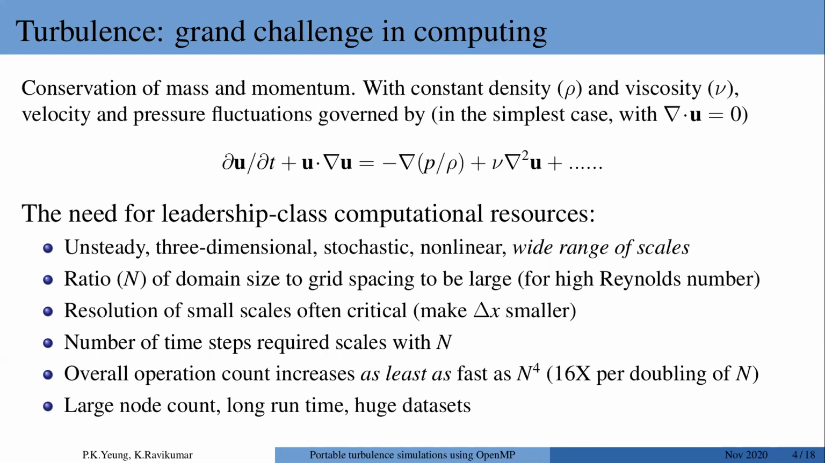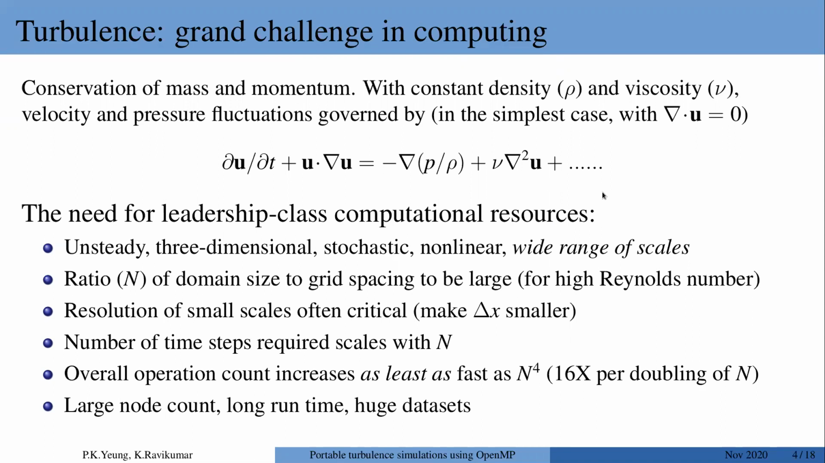We are trying to solve for the instantaneous velocity and pressure fluctuations subject to the laws of conservation of mass and momentum. These are exact equations called the Navier-Stokes equations. In the simplest case, on the left-hand side we have the acceleration of a fluid element, or a piece of the fluid, and on the right-hand side, the forces acting on it: at a minimum pressure and viscosity, representing frictional forces, and sometimes some other forces as well.